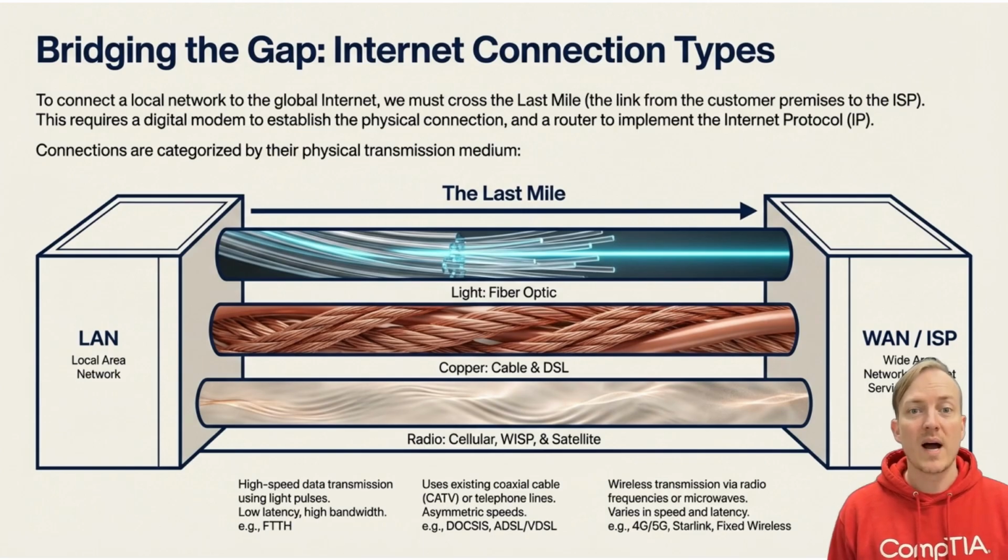Finally, the WAN, Wide Area Network. This covers global multi-site connections. A WAN spans across states, countries, and oceans. The ultimate example of a WAN is the internet itself. Because a WAN crosses massive geographical boundaries, you have to lease connections from internet service providers, ISPs. Let's look at the technologies they use to connect us.